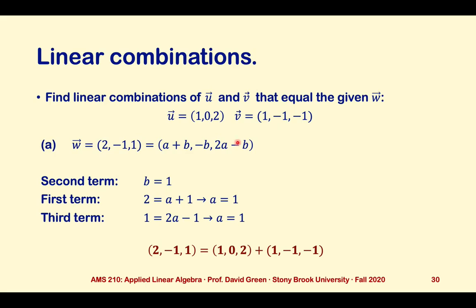Right? So, plugging in A equals 1 and B equals 1, we really see that we have W equals U plus V, or (2, -1, 1) is (1, 0, 2) plus (1, -1, -1), and a quick double check of this addition shows that this is, of course, correct. 1 plus 1 is 2, 0 minus 1 is -1, 2 minus 1 is 1.